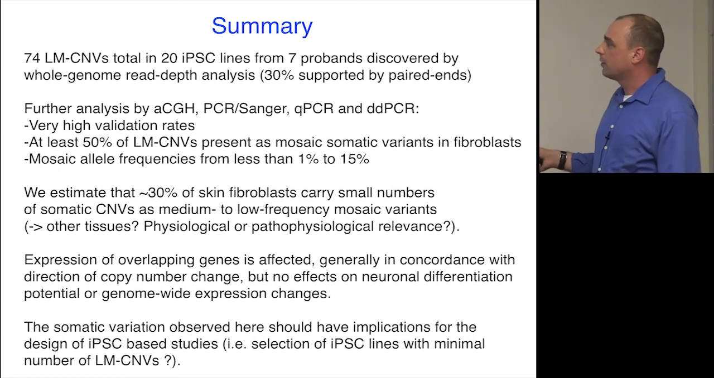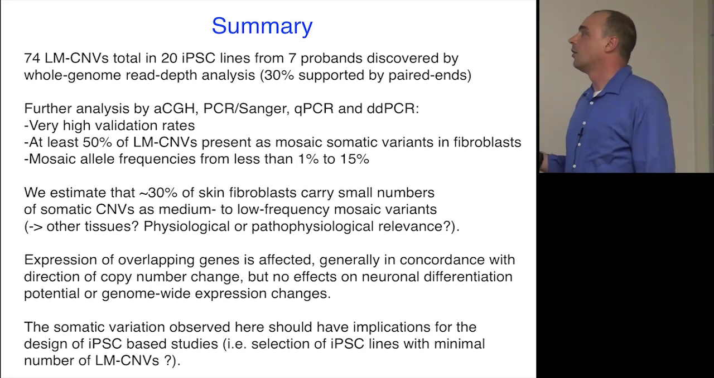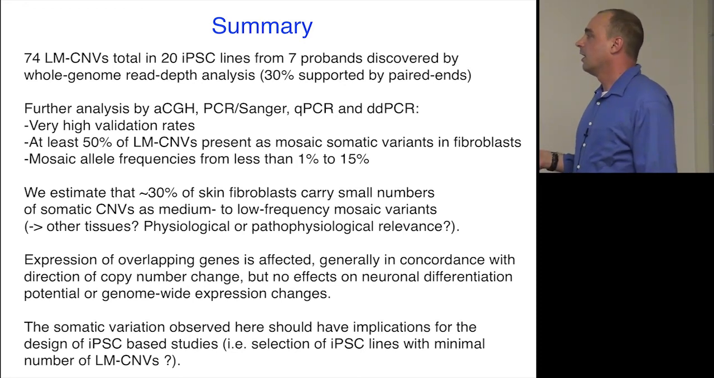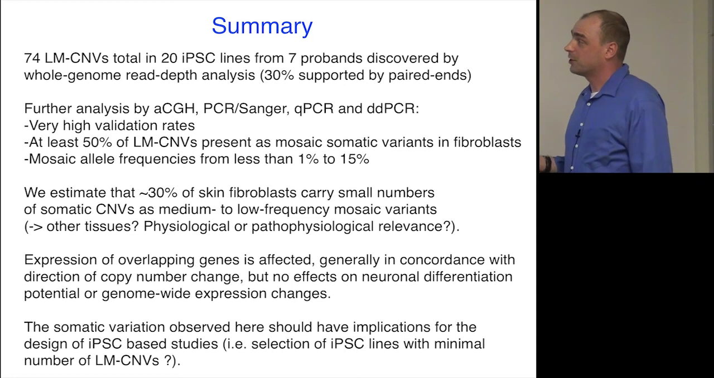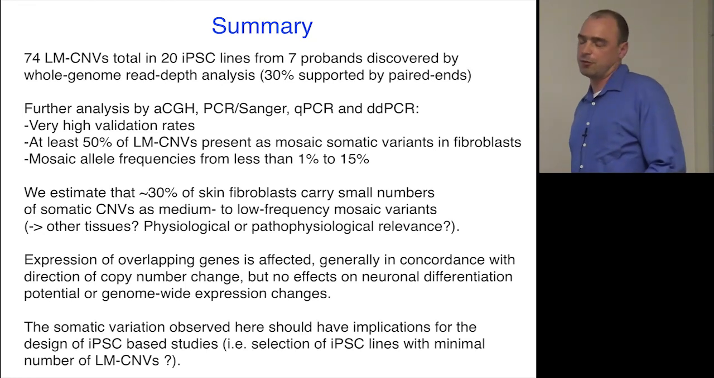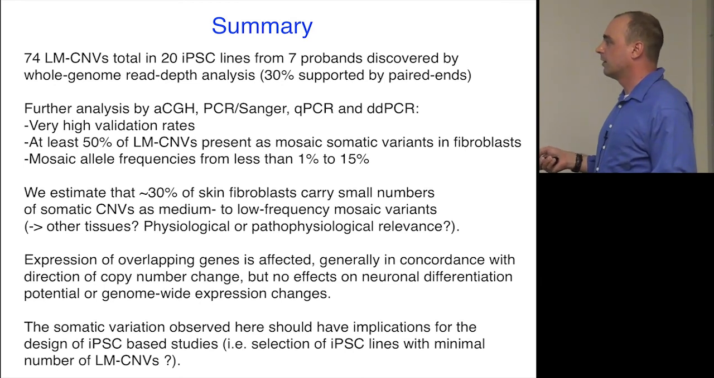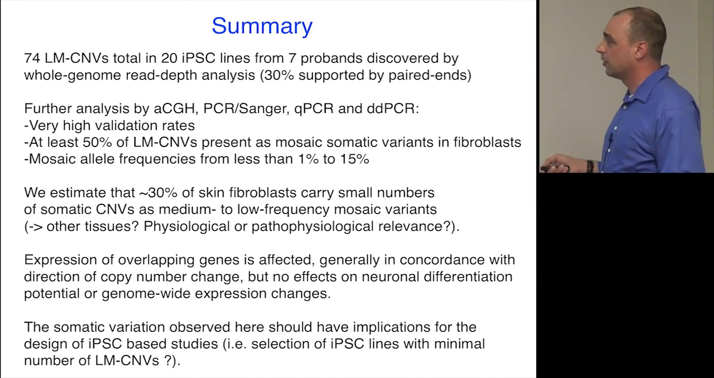Cumulatively, based on all of that, we estimate that about 30% of skin fibroblasts have small numbers, meaning very small numbers, usually 1 or 2 or 3, of these somatic CNVs. The interesting question, of course, is now, well, there's two. One is, how does this play out in other tissues, maybe tissues where it would conceivably have a much, much stronger impact? And obviously, we're looking at the brain now, as are others. And then following from that, is there any physiological or pathophysiological relevance?